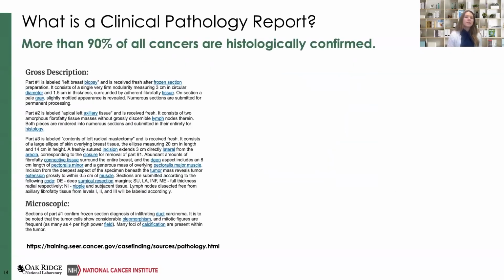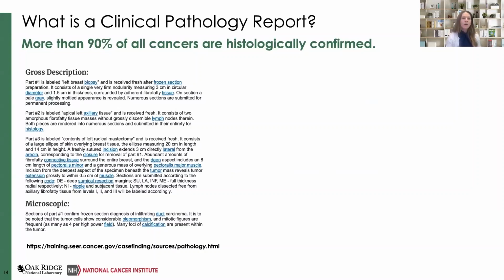So what is a clinical pathology report anyways, and what are we doing with it? As Eric mentioned, somewhere upwards of 90% of all cancers are histologically confirmed. And when that is done, there's a pathology report that goes to that.